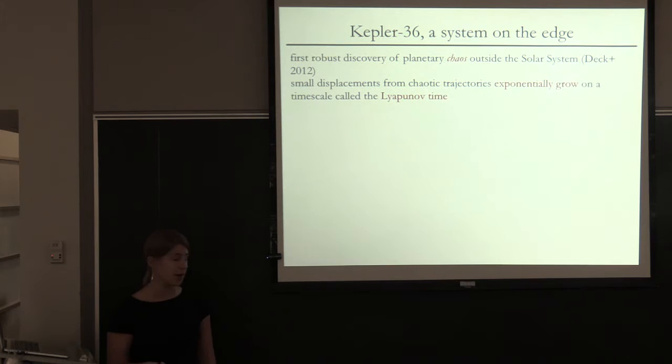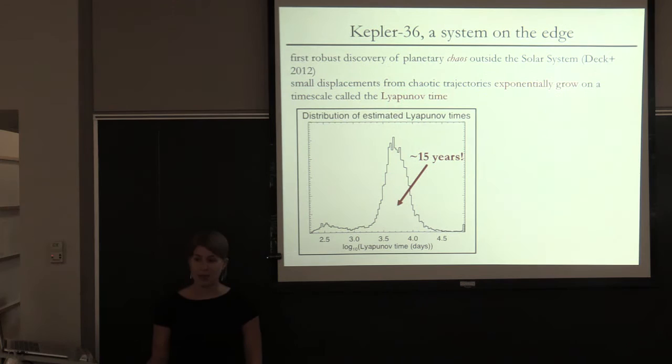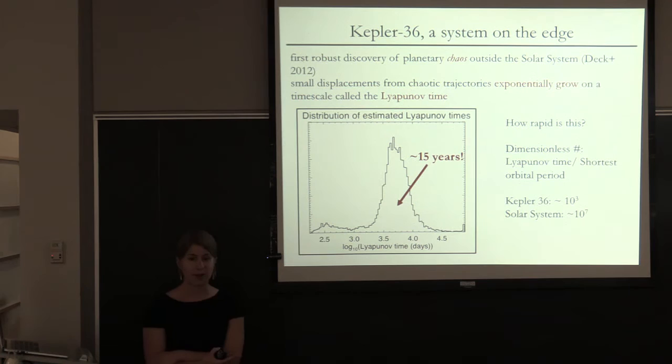And this is what we found. You can see that all of the orbits that are consistent with the data are chaotic. And the time scale for the chaos is very, very short. It's only 15 years. But the right way to think about how rapid this is to compare it to the natural time scale of the system, the orbital period of the planets. For Kepler-36, the Lyapunov time is only 1,000 orbits of the inner planet. And just for comparison, in the solar system, the Lyapunov time is 10 million orbits of Mercury. So this system is really extremely chaotic.